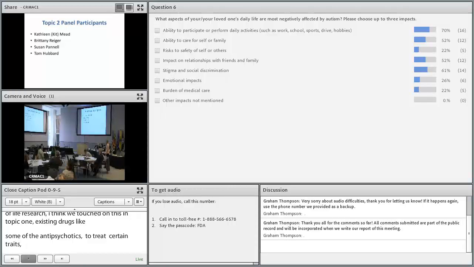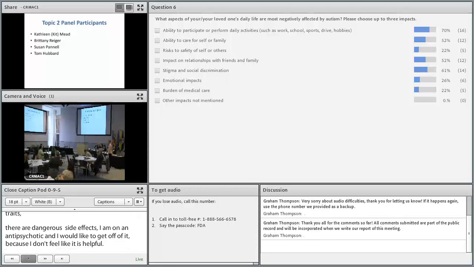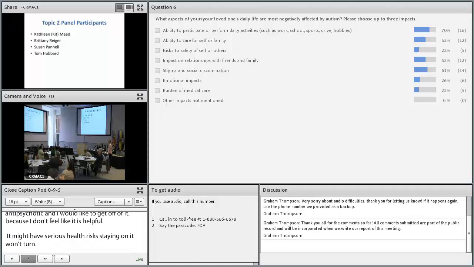Like, I'm on an antipsychotic, it's called Abilify, and I would like to get off of it because I don't feel like it is helpful. And it's an antipsychotic that might have serious health risks staying on it long term. Generally speaking, they think it doesn't cause permanent movement disorders, but they're not sure. And it also causes other stuff like akathisia, which I'll get into a little later.